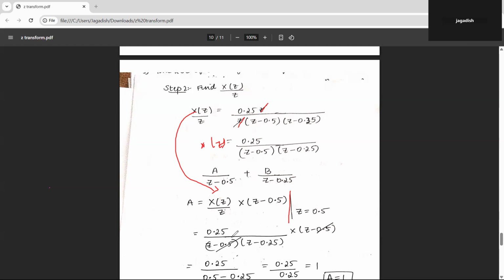If you know any other method to solve partial fractions, you can use it. This is my way of solving. X of z divided by z is 0.25 divided by (z minus 0.5) into (z minus 0.25). I am substituting X of z divided by z here.